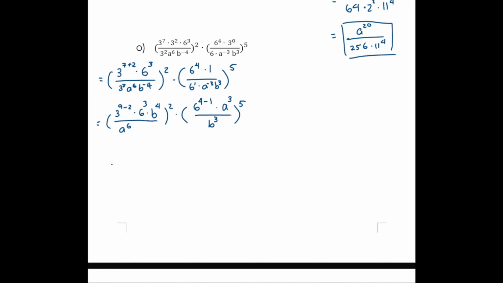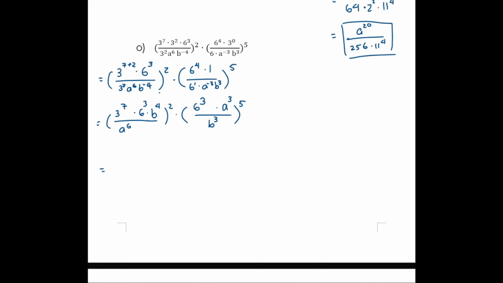Okay. Now, at this point, we can distribute the exponents to everything on the inside. All right, so this 3 to the 9 minus 2, maybe I'll write that as 3 to the 7. And 6 to the 4 minus 1, maybe we can write that as 6 to the 3. Okay?